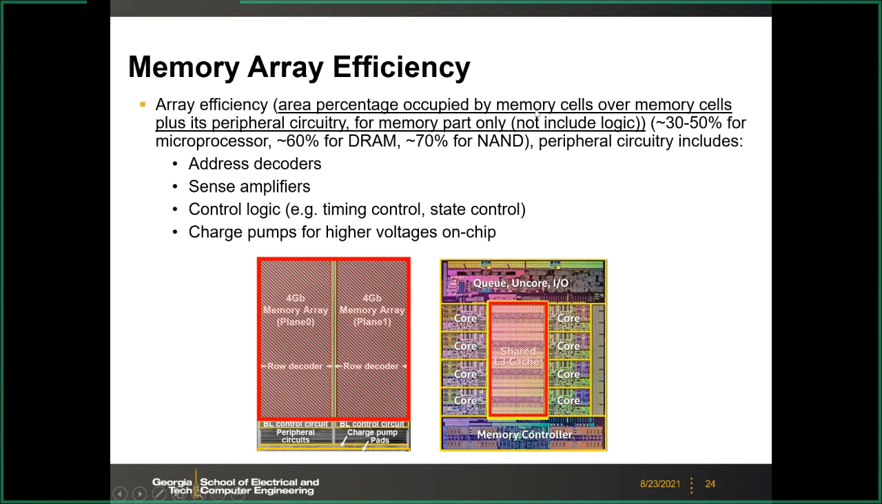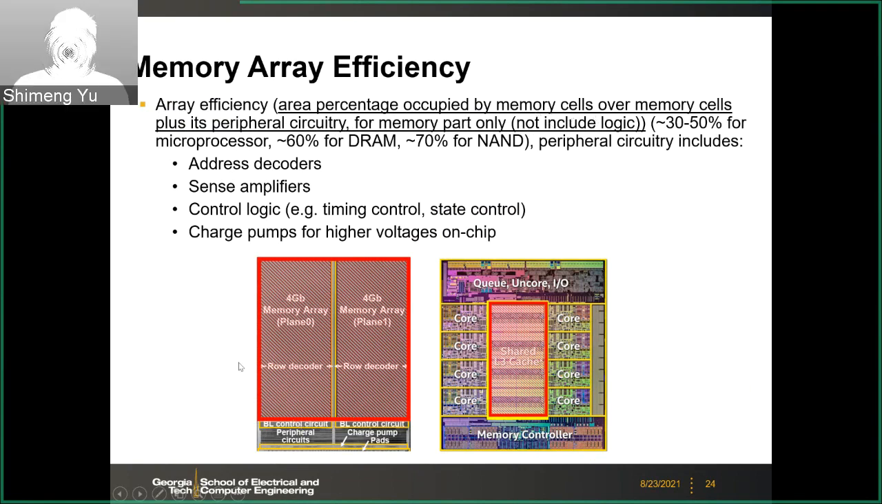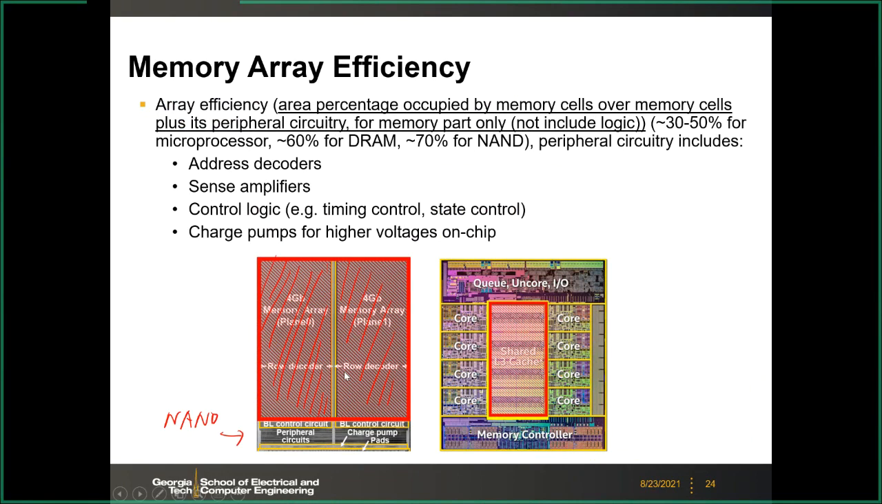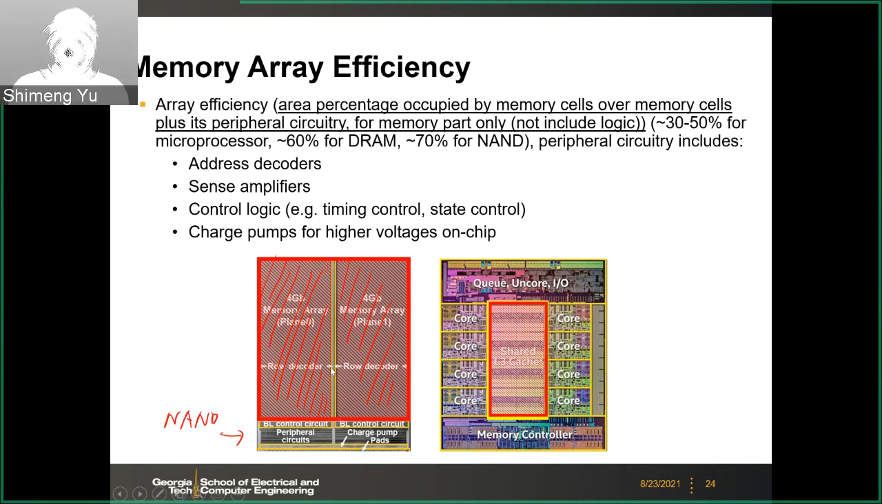So what does this mean? For example, let's take a look at this. This is a NAND flash chip. You see that those parts are all the NAND flash memory cells, and it takes most of the area. But you see some yellow modules here in the middle and also on the side. This is like a row decoder, and this is like a sense amp, and those peripheral circuits.